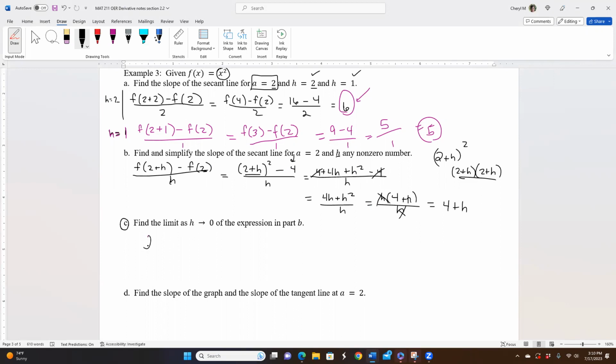Now, if we take the limit of that as h approaches 0 of 4 plus h, we're going to get 4 plus 0, or 4. That's our instantaneous velocity. Now it says find the slope of the graph at a equals 2. Well, we just did. The instantaneous velocity would be the same thing as the slope of the tangent line. So the answer here is 4.